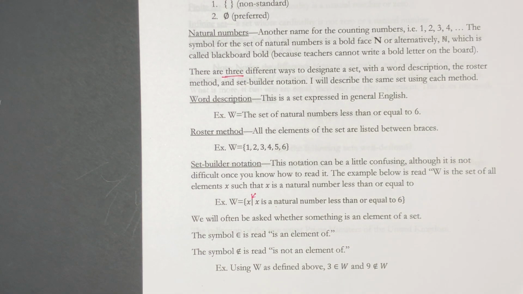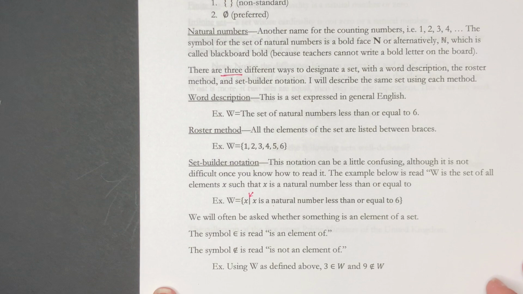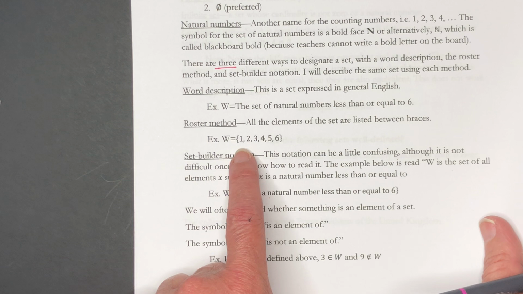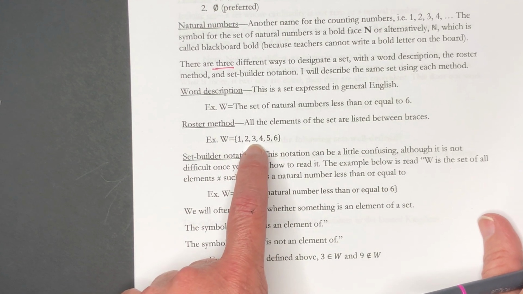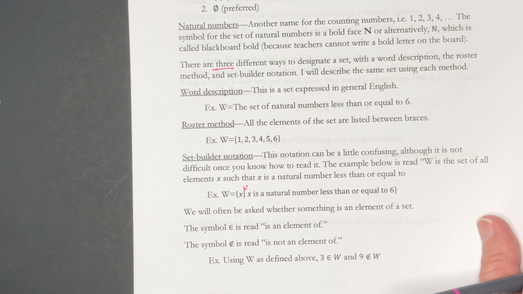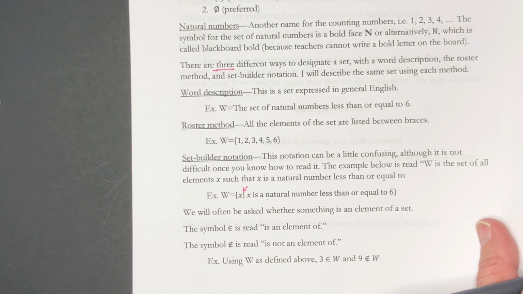Okay, so now some more notation. We're going to be often asked whether or not something is an element of a set. And remember that an element is a member of the set, something that's inside of it. So a member or an element of this set would be 3, because 3 is contained inside of it. And 7 is not in there, so 7 is not an element of the set.